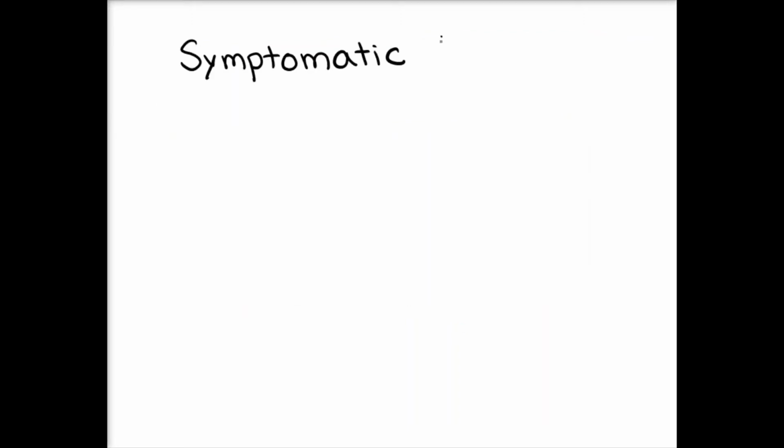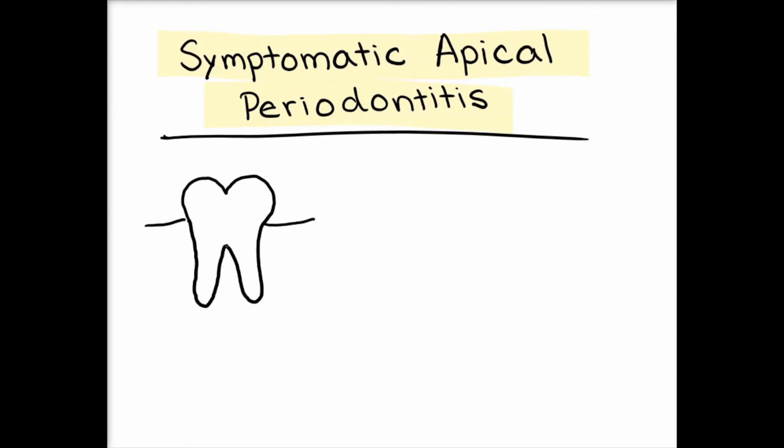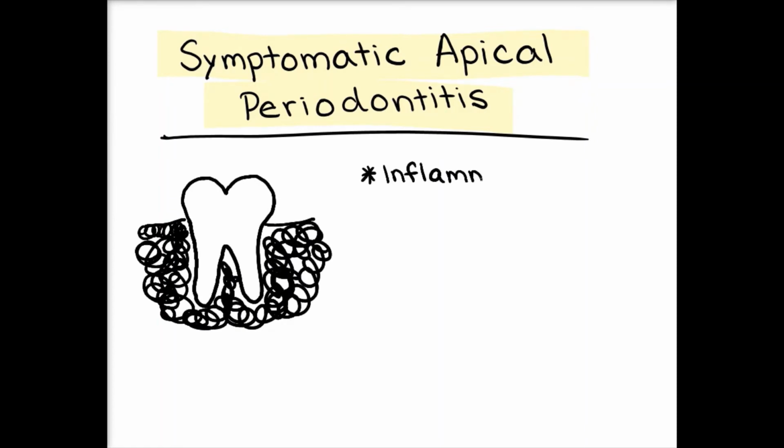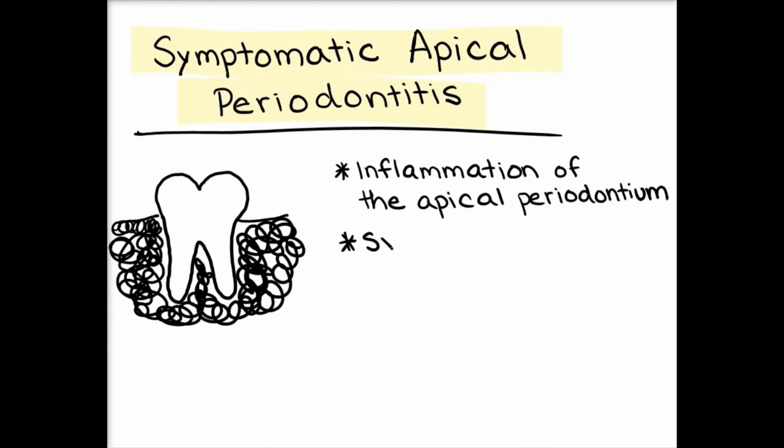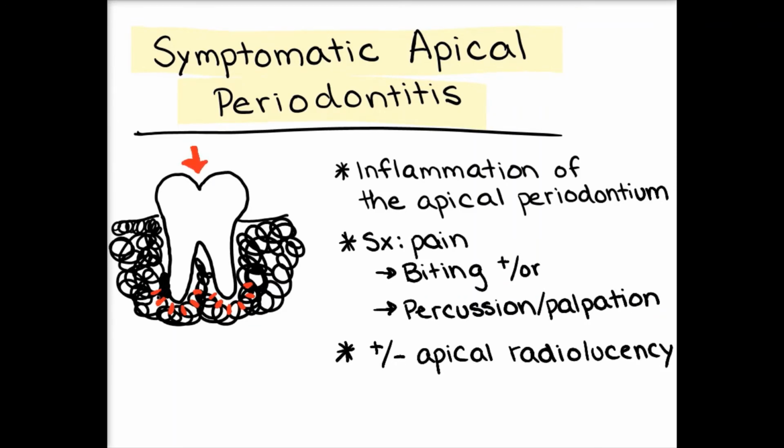Our next diagnosis is symptomatic apical periodontitis. Again, I'm going to draw our tooth sitting in trabecular bone. And just like our last diagnosis, the inflammation has spread out of the pulp and into the apical periodontium. However, here we do have pain on percussion, palpation, and/or biting. This diagnosis may or may not be accompanied by a periapical radiolucency on X-ray, since the pain has already been confirmed by periapical inflammation.